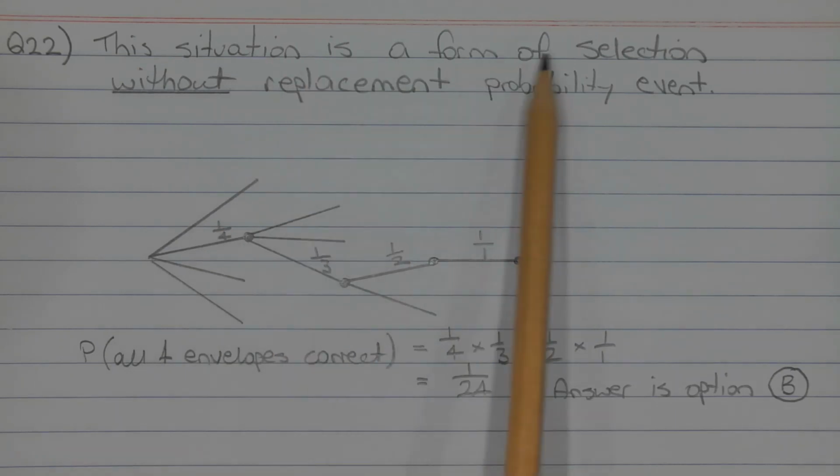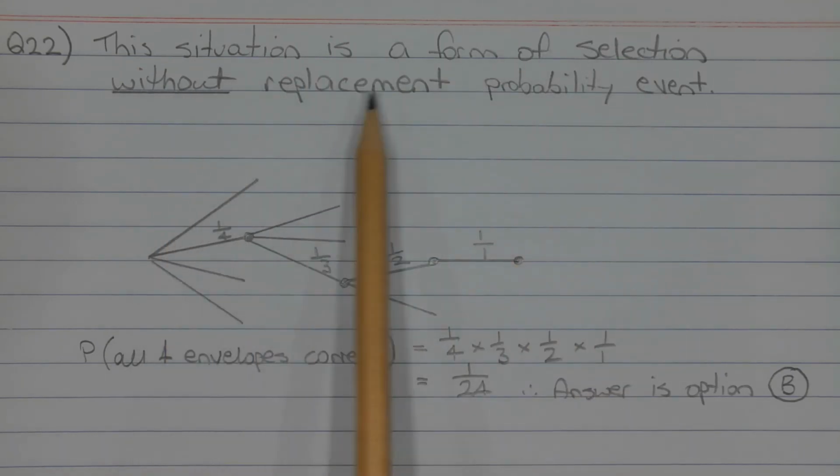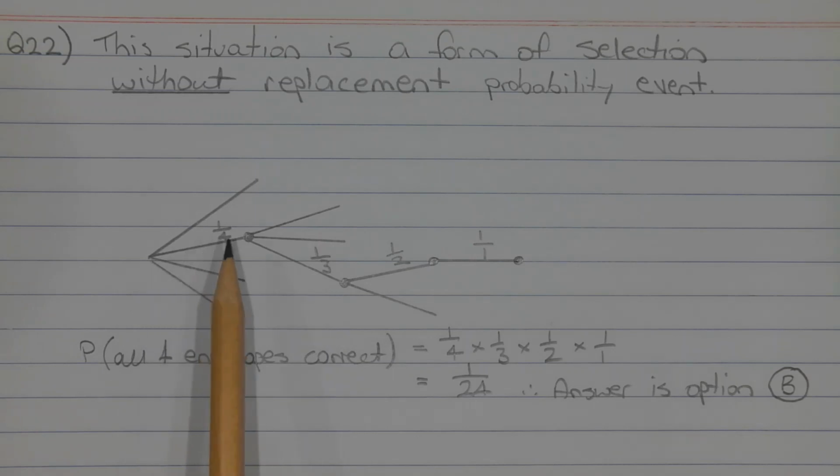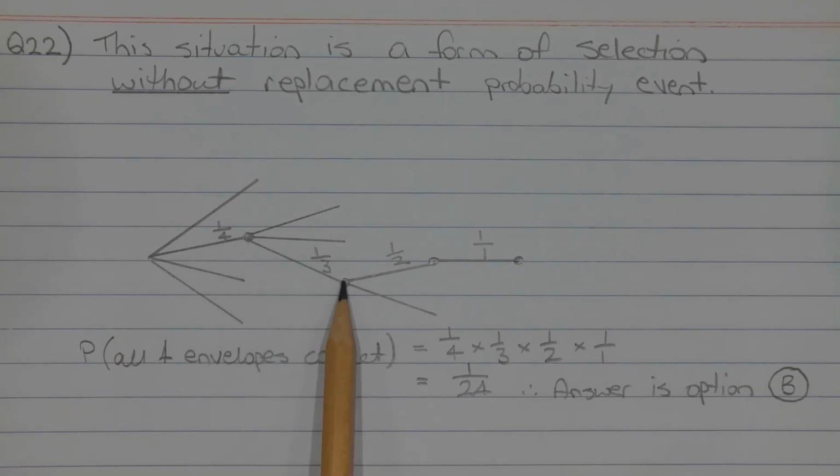This situation is a form of selection without replacement probability event, and we can model this with a partial tree diagram. In the first stage, there are 4 envelopes to begin with. Sonia has a 1 in 4 chance of getting the first envelope correct. Assuming the first envelope is correct, there is a 1 in 3 chance of getting the second envelope correct since we've taken 1 envelope out and there are 3 envelopes left.